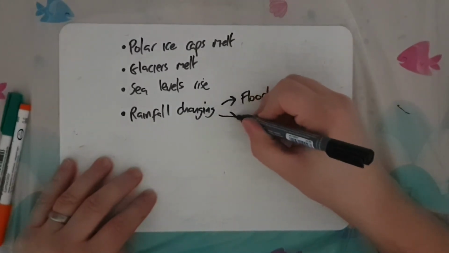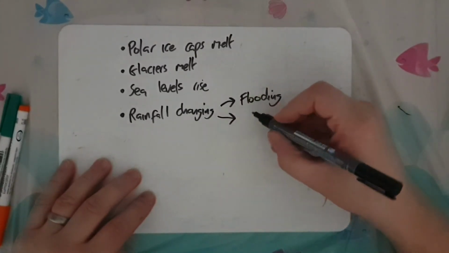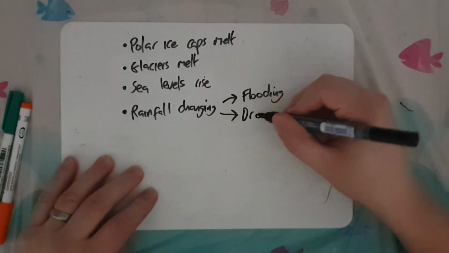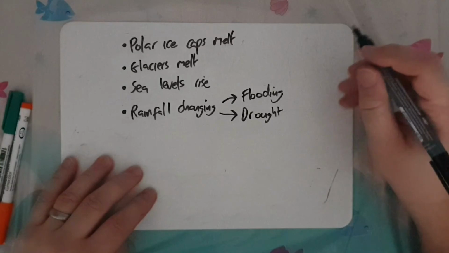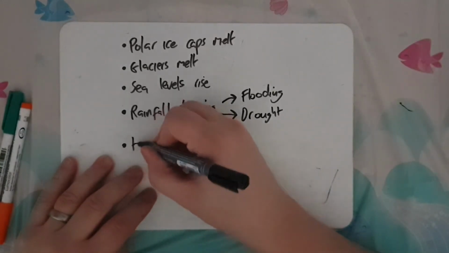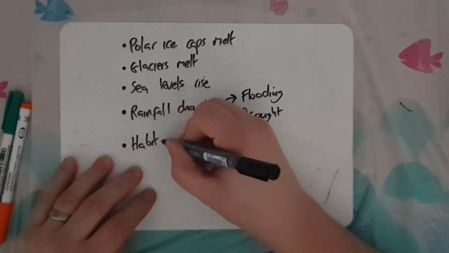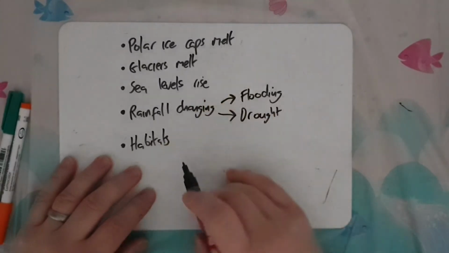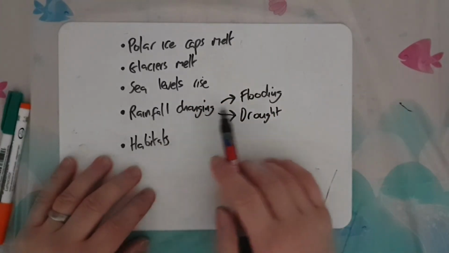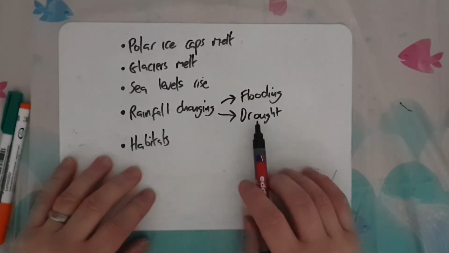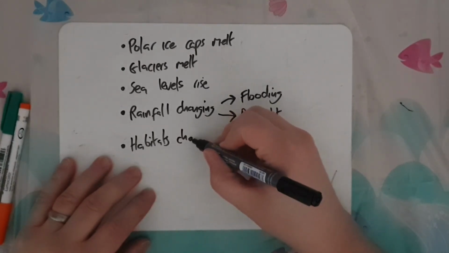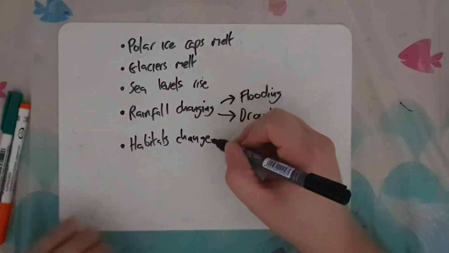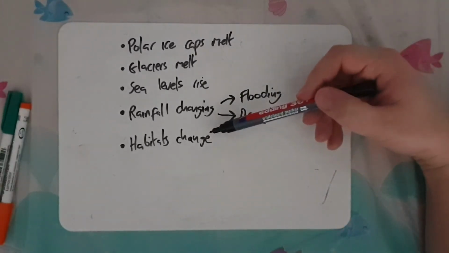And some areas of the globe will have a lot less rainfall, which can lead to drought. And then the other thing is, if you're changing the temperature a lot, that can change habitats. So habitats can become a lot wetter if it's to do with flooding, or they can become a lot drier due to drought. The temperature can change. So if the conditions in the habitat change, that can lead to mass extinction of loads of species.